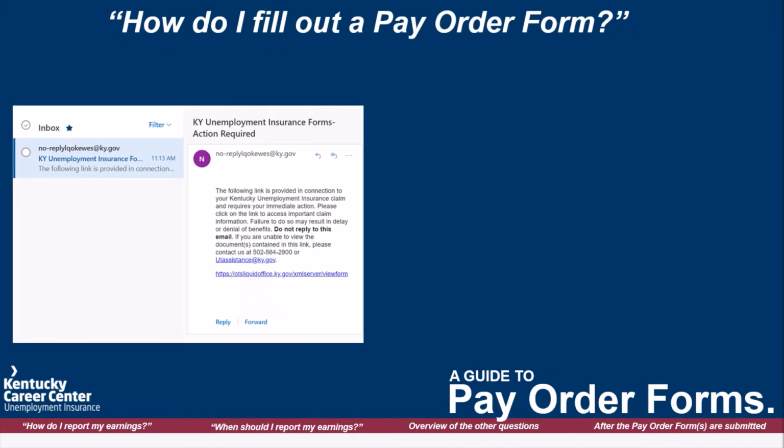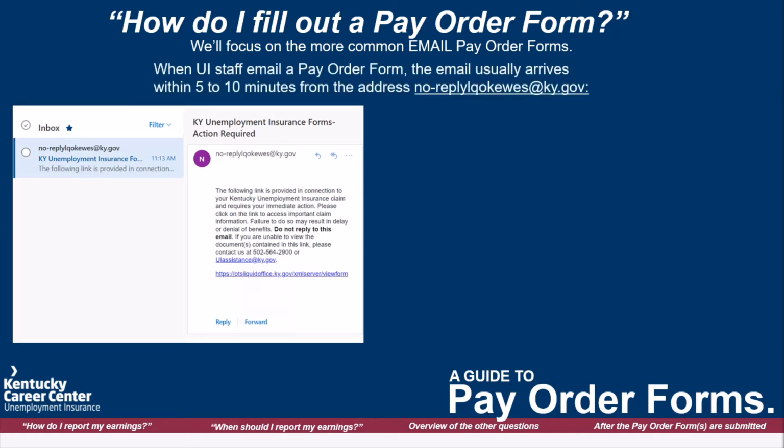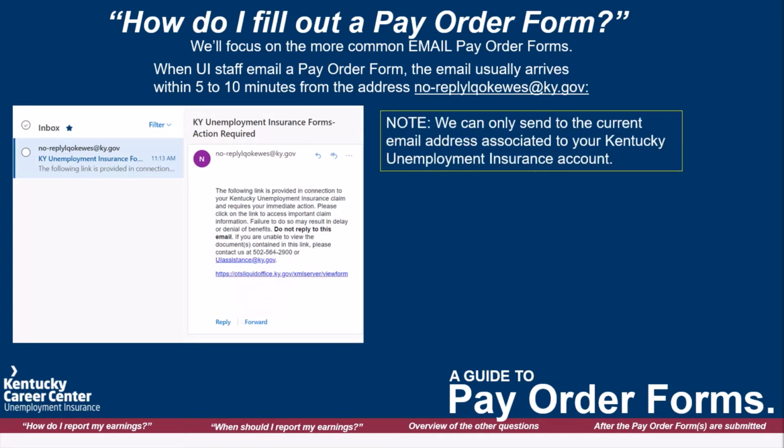How do I fill out a pay order form? We'll focus on the more common email pay order forms. When UI staff email a pay order form, the email usually arrives within 5 to 10 minutes from the address no reply LQOQs at ky.gov, as illustrated below. Note, we can only send to the current email address associated to your Kentucky Unemployment Insurance account.